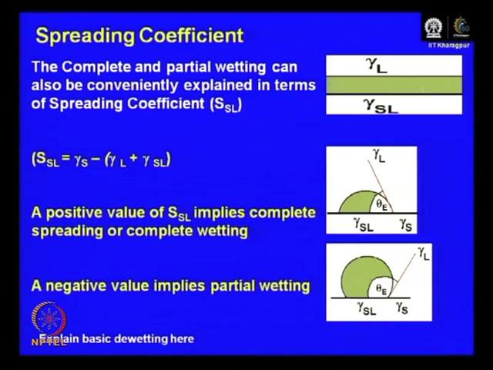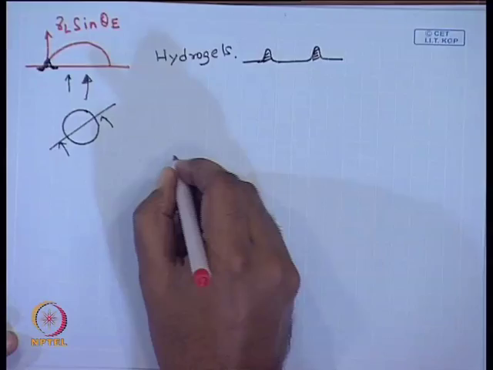This concept of partial wetting or complete wetting can also be discussed and understood from another standpoint, that is the standpoint of the spreading coefficient. The spreading coefficient is essentially defined as S_SL equal to gamma s minus the summation of gamma L plus gamma SL. What it essentially means is very, very simple.